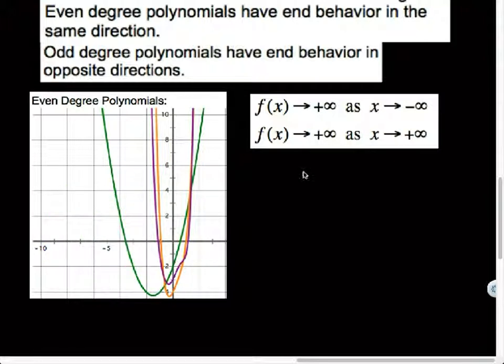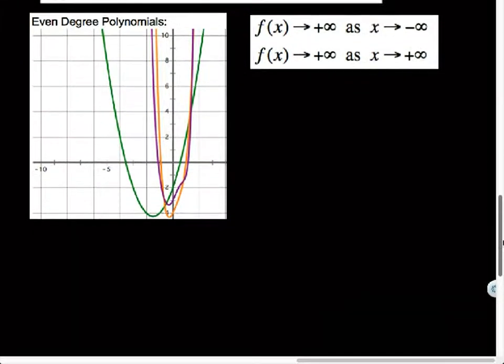I like it. So that's even degree polynomials and their end behavior. And then odd degree polynomials, as we said a moment ago, have end behavior in the opposite directions.